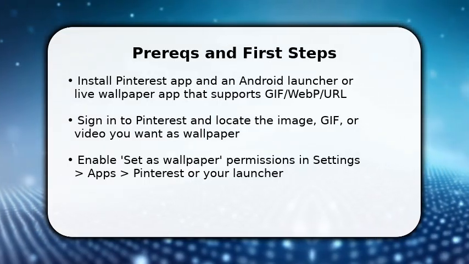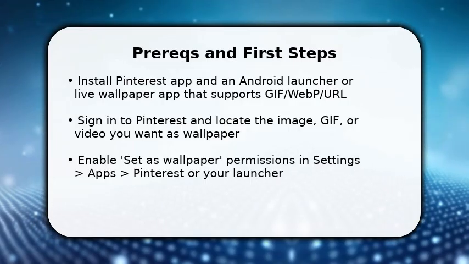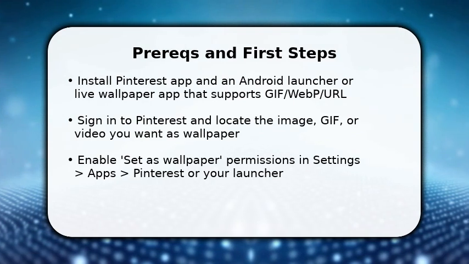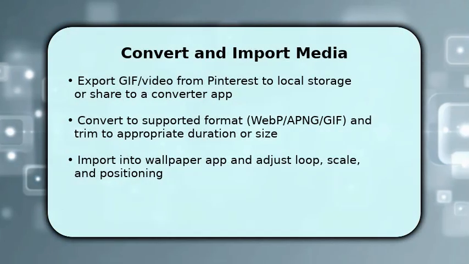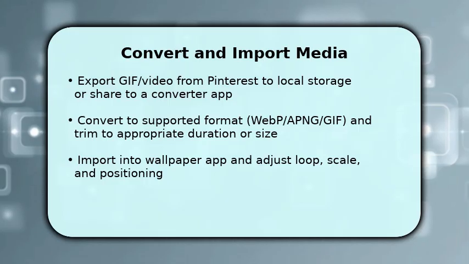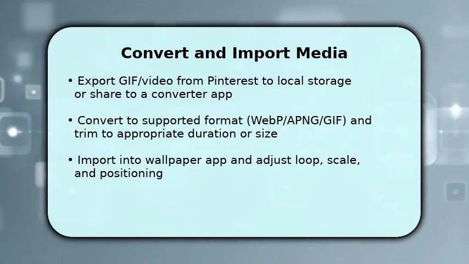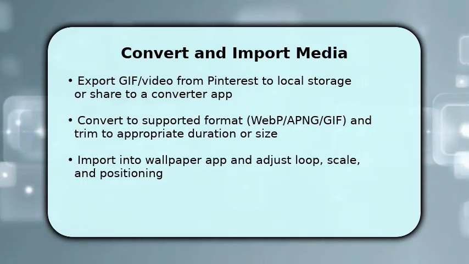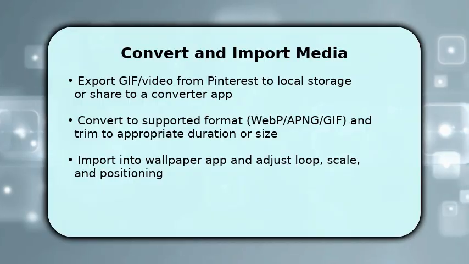Now open the image in full view and tap the three dots or share icon to export it to your wallpaper app. Do that now to prepare the file. Next, you convert and import the media because not all launchers accept Pinterest links directly. Once you export or share the file to a converter, trim and convert to a supported format like WebP or a properly optimized GIF so it uses less battery.